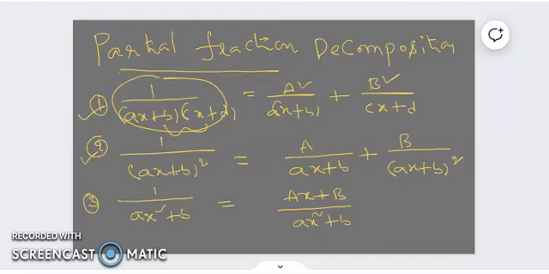And the second method is, if the denominator is of the form repeated linear factors. In this case, we will write the partial fraction as A by (ax plus b) plus B by (ax plus b) whole square. Here A, B are unknown constants. And the third method is, if the denominator has a polynomial of second degree. In this case, we will write the partial fraction as (Ax plus B) by (ax square plus b). Here A, B are unknown constants.